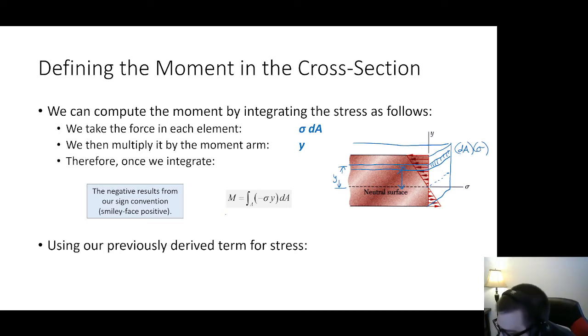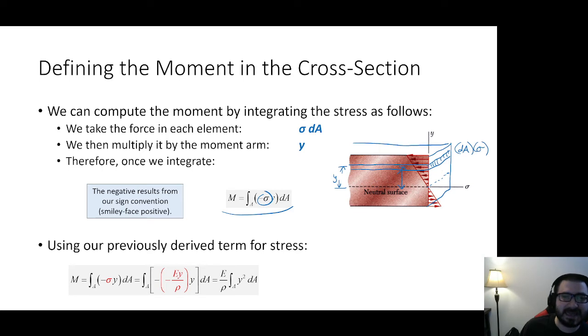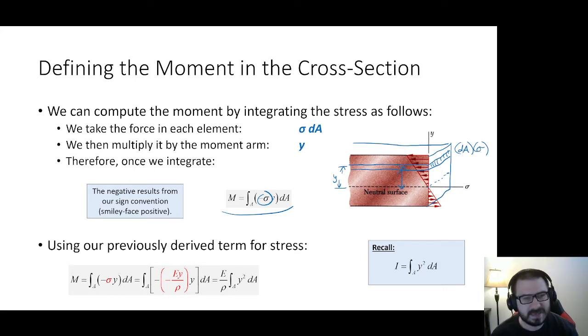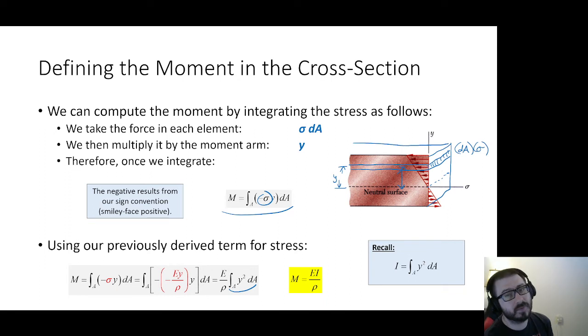Now I have this integral right here. I've got this stress term in there. I'm going to take that stress term, plug in what I had before on the previous slide, and then I get this. Now I've got E over the radius of curvature times this integral of y squared dA. But the integral of y squared dA, that's the moment of inertia. Okay, so I can make this real simple real quick. The only thing left to do is to see what the heck is going on with rho. What the heck is going on with the moment of inertia?